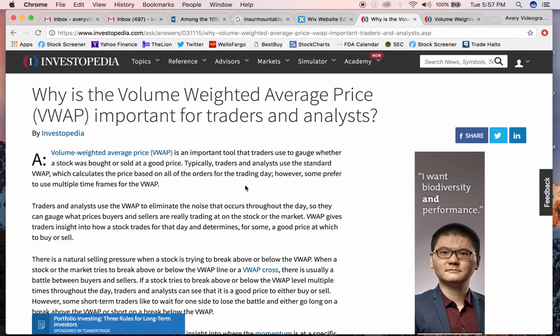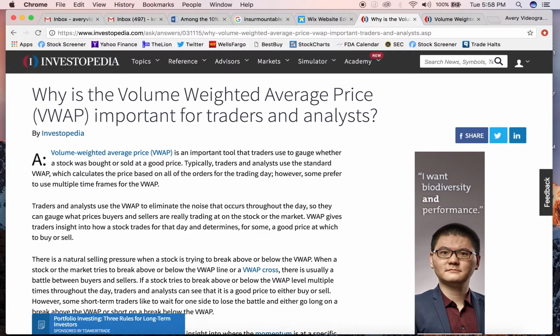Typically, traders and analysts use the standard VWAP, which calculates the price based on all of the orders for the trading day. However, some prefer to use multiple time frames for the VWAP. This is very important. Traders and analysts use the VWAP to eliminate the noise that occurs throughout the day so they can gauge what prices buyers and sellers are really trading at on the stock or the market.